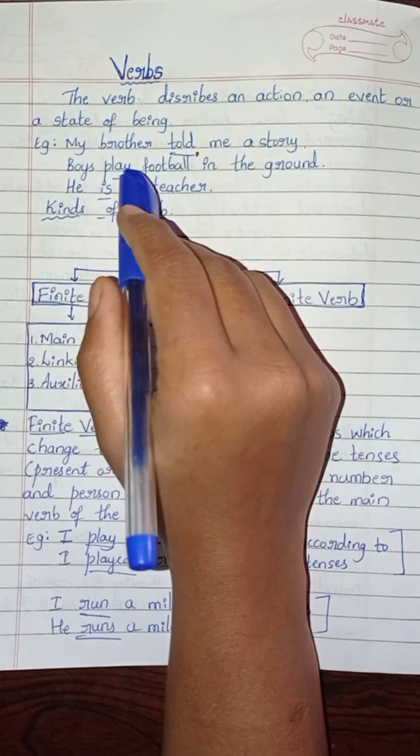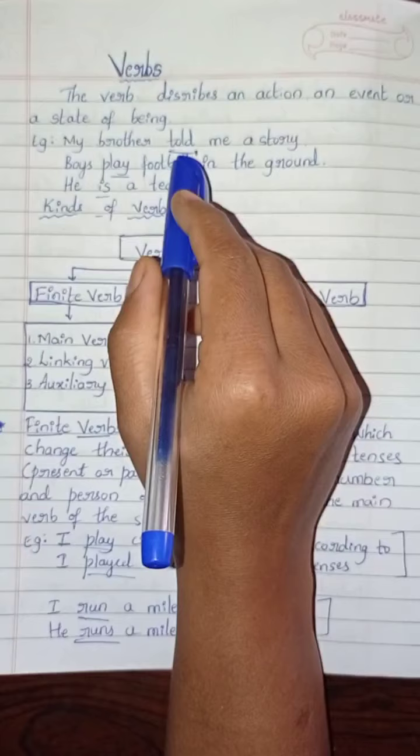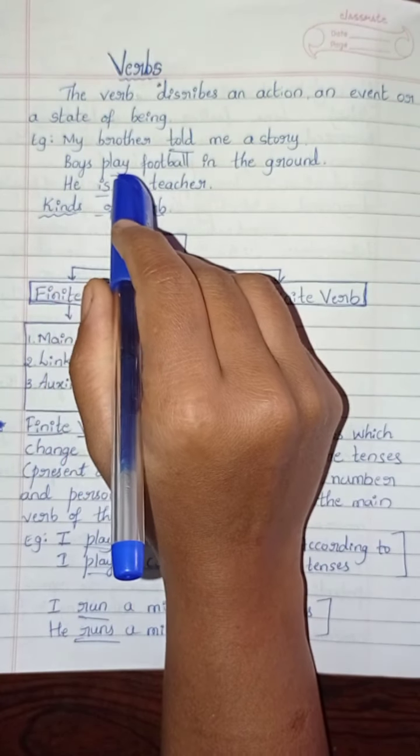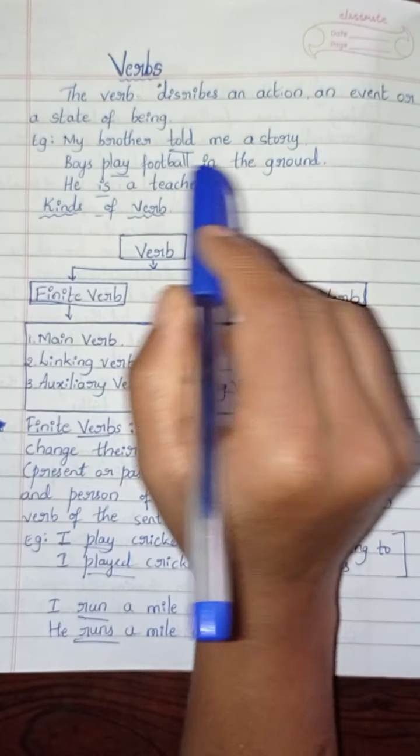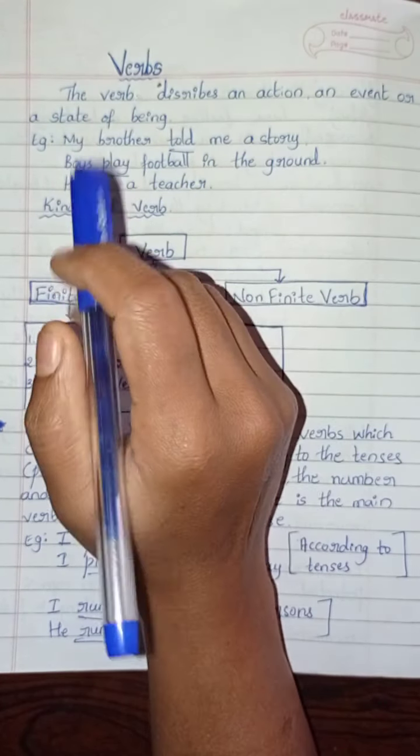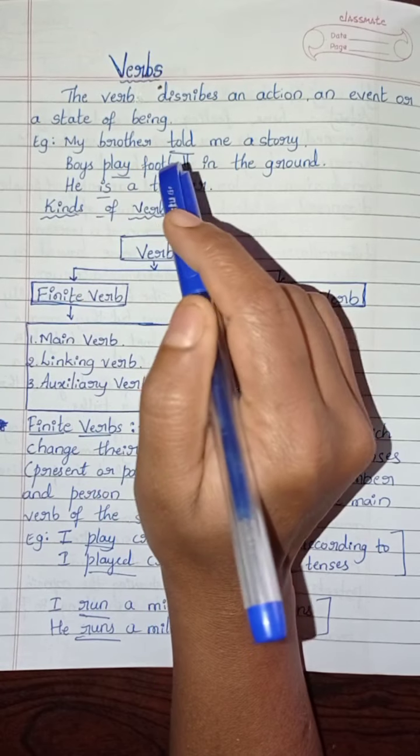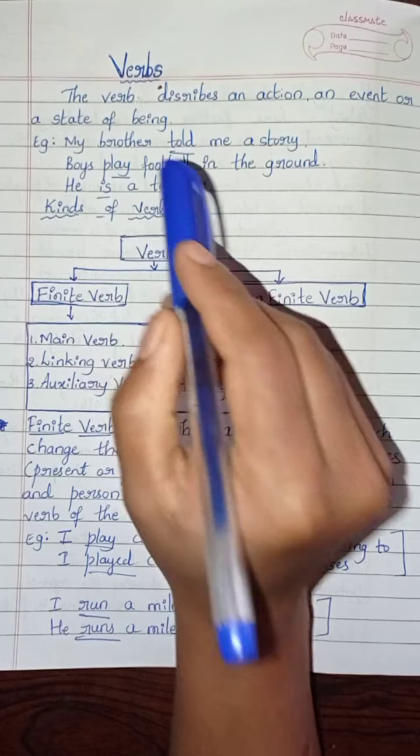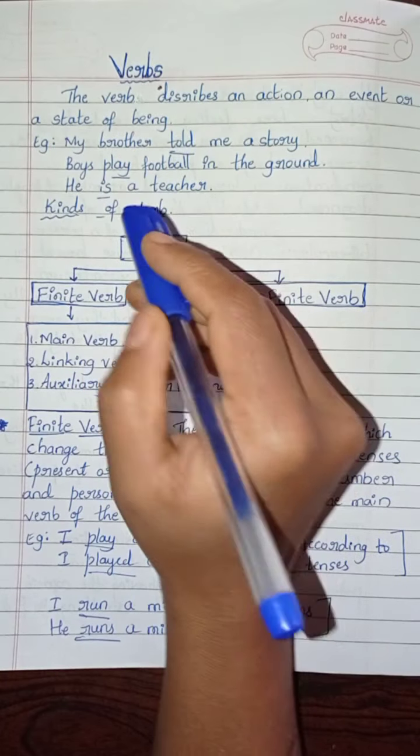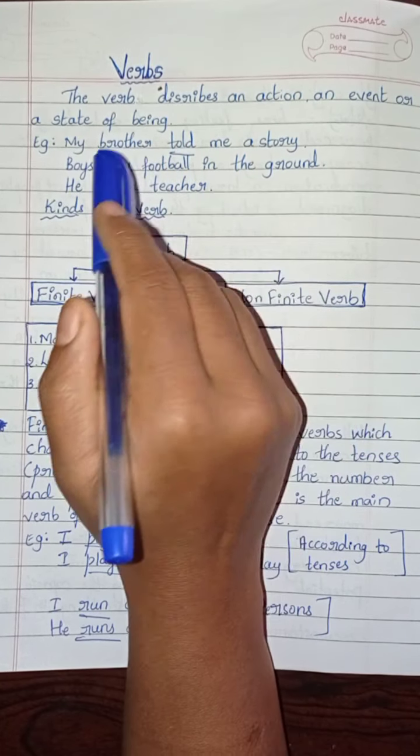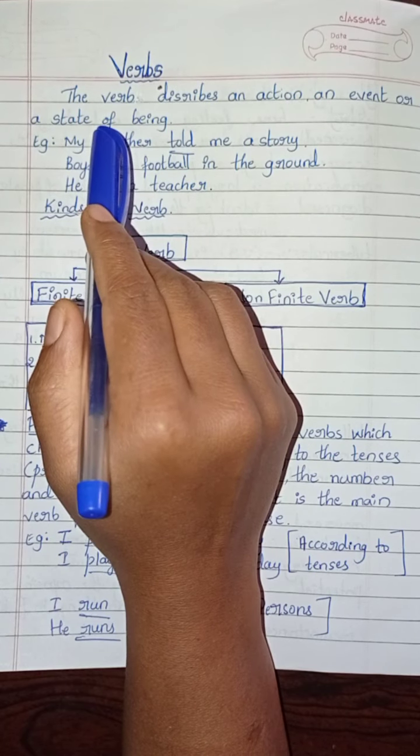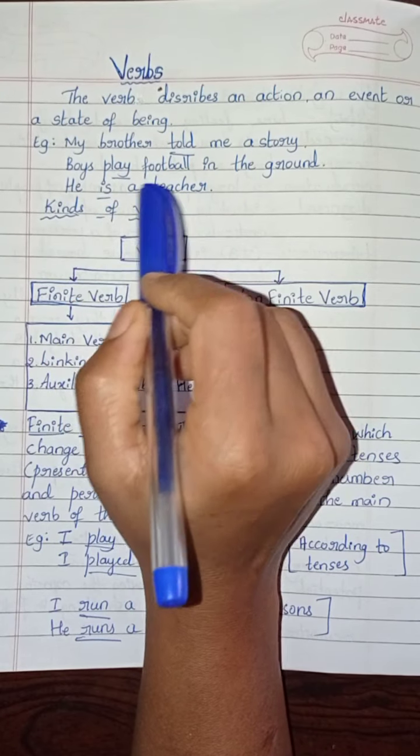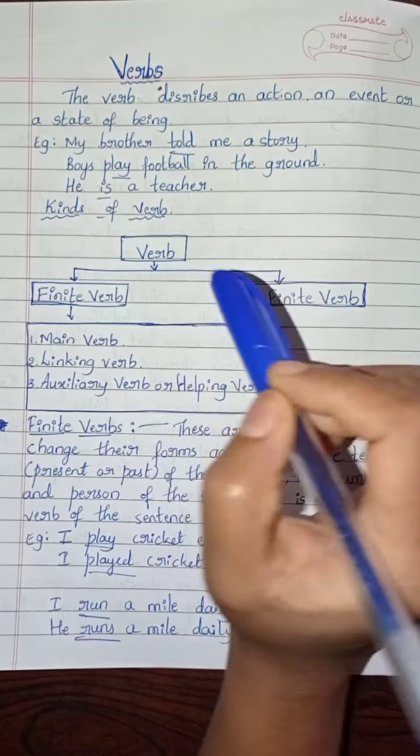For example, my brother told me a story. Here, told is a verb. Understood? Boys play football in the ground. Can you guess what is the verb here? Yes, what are they doing? They are playing. This is the doing word. So, play is the verb. Understood? He is a teacher. I have told you, verb will say what the subject is, the state of being. He is a teacher. So, is is the verb here. Understood?